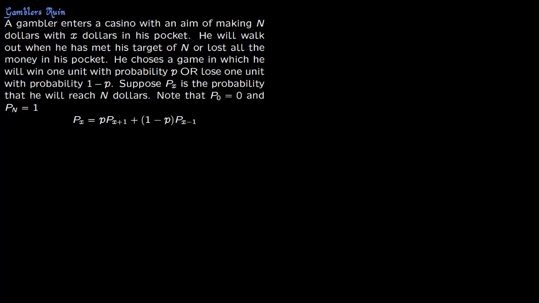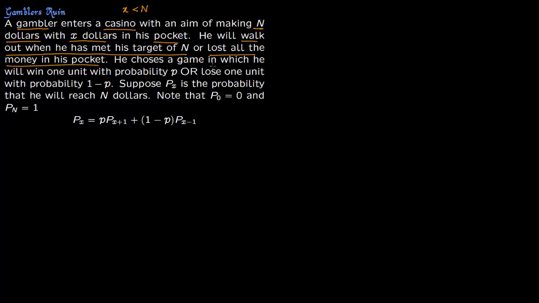We now introduce gambler's ruin as a Markov chain. So consider there is a gambler and he enters a casino with the aim of making N dollars. But he has only X dollars in his pocket. So this X is less than the amount of money he wants to make by gambling. Now this person will walk out when he has met his target of N dollars or he has lost all the money in his pocket.